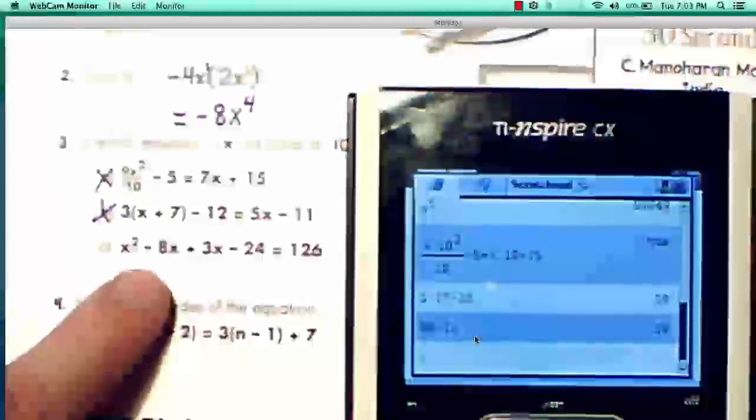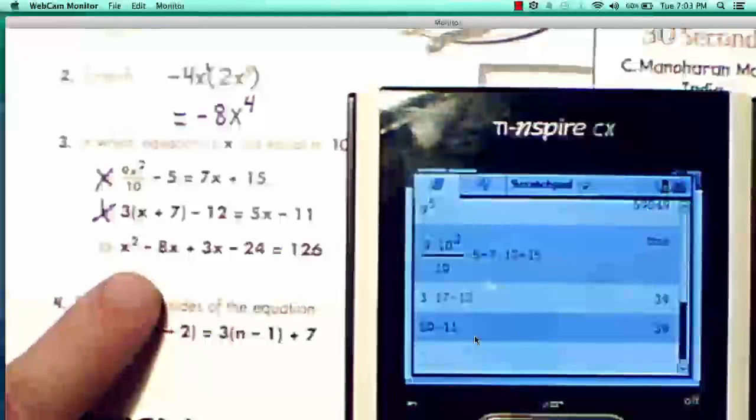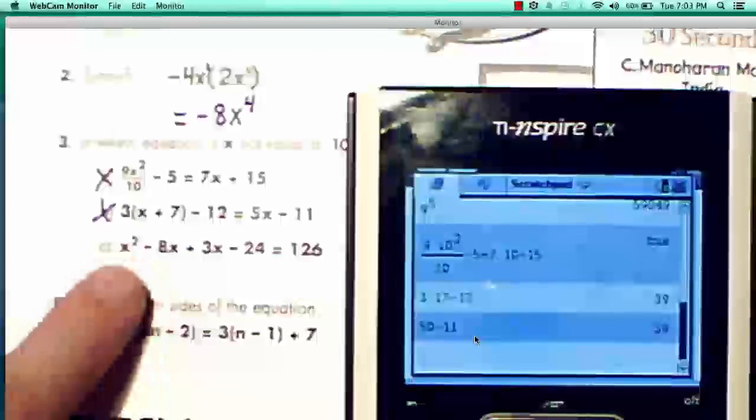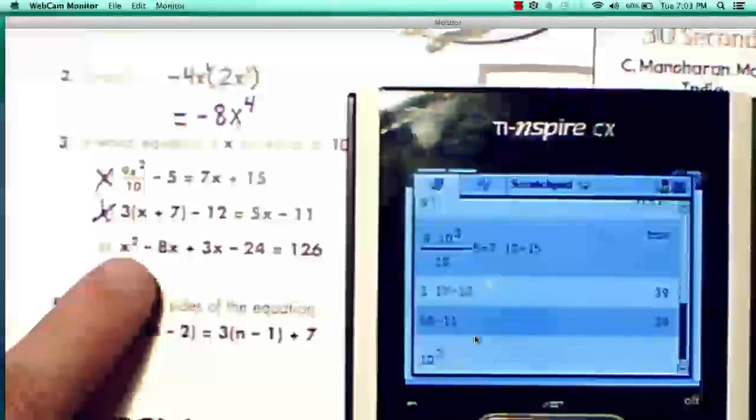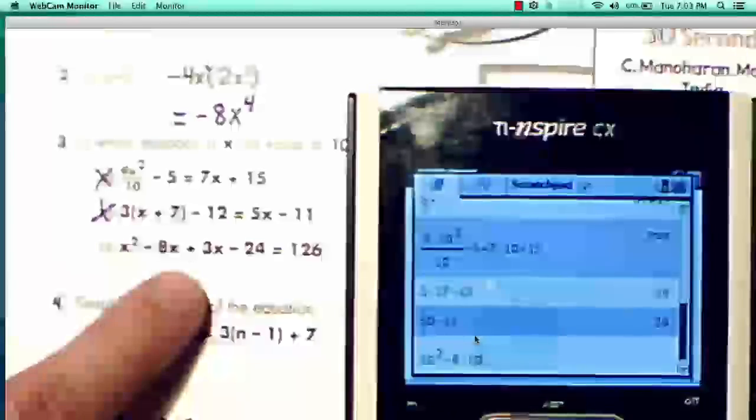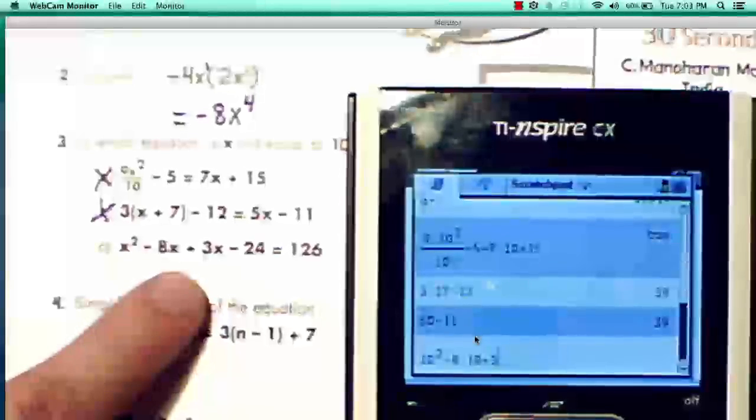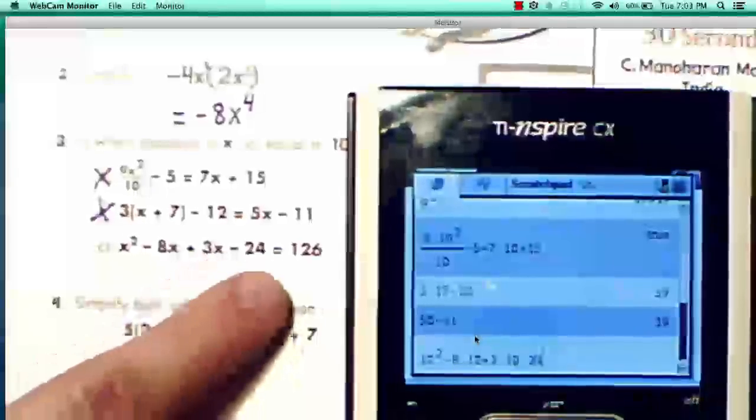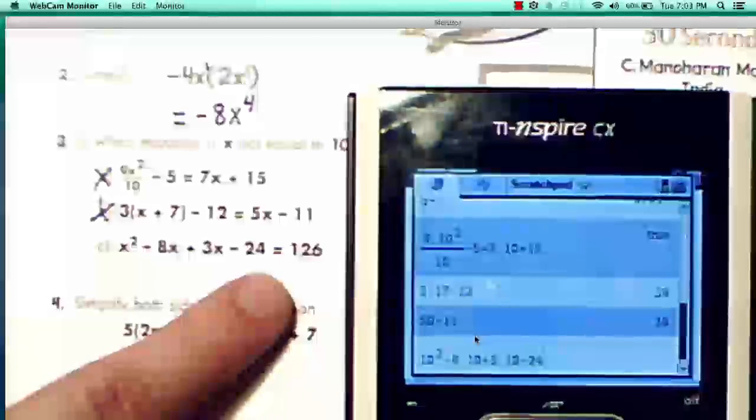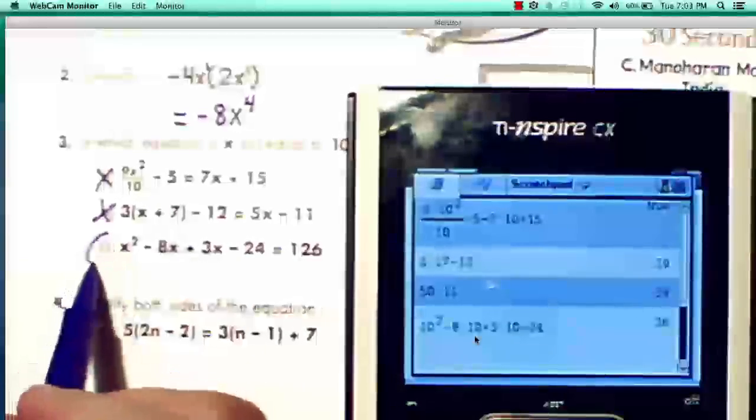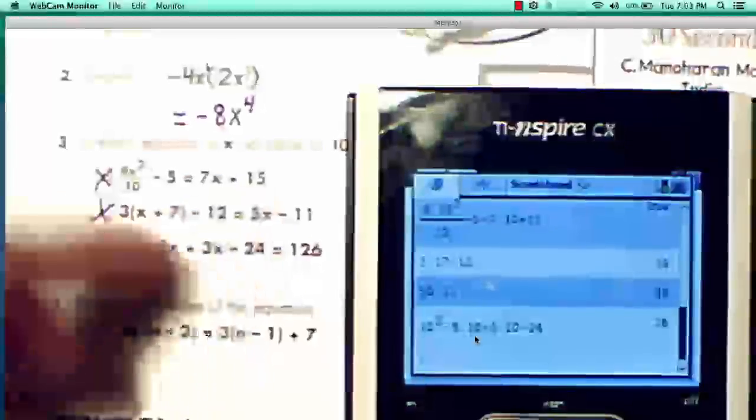So C must not have 10 for a solution. So I could go 10 quantity squared minus 8 times 10 plus 3 times 10, subtract 24. Will that equal 126? I could hit enter. It's not going to. It's 26. So C does not have 10 for a solution.